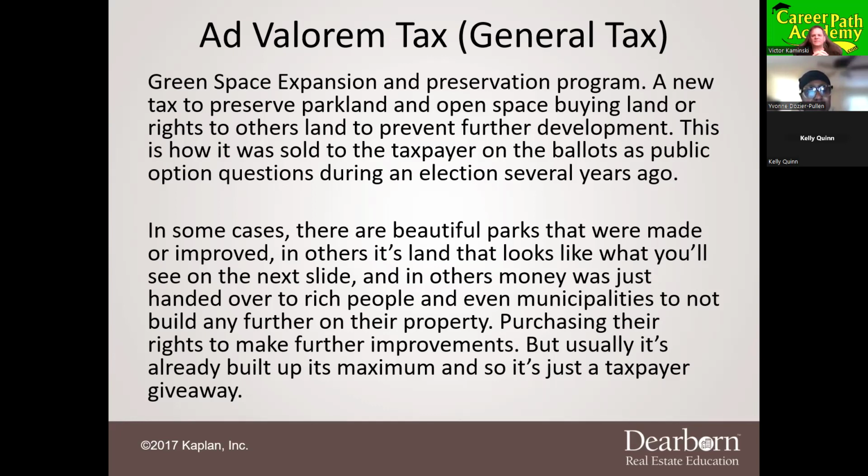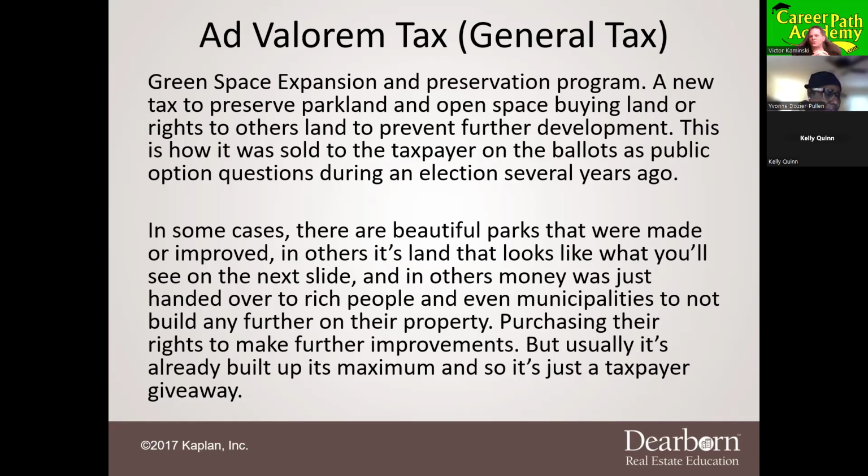So the Green Space Expansion and Preservation Program is another example of this. It's a new tax that was passed several years back already. It's not really new now, but this tax was created to preserve parkland and open space. The tax will be used to help the government buy land or other rights from other people's property, so that they won't develop. They'll promise not to further develop their land.